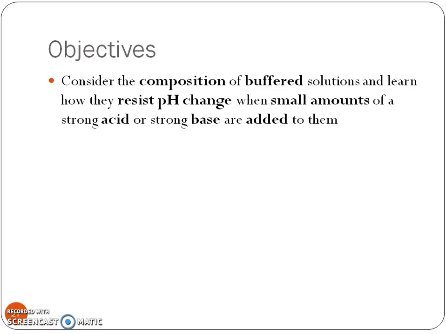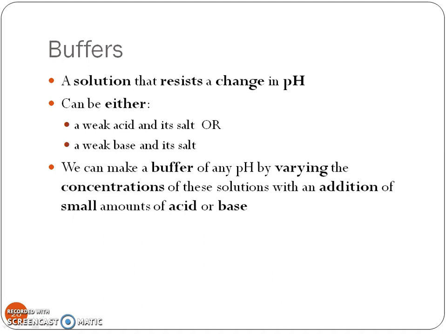So back to your notes packet, the objective for this section is to consider the composition of a buffered solution and learn how they resist pH change when small amounts of a strong acid or a strong base is added. That's another key word there, small amounts. Of course, if we continue to add a lot of strong acid, it's going to change that pH value. If we continue to add strong base, it's going to change that pH value. But in a buffer solution, we can actually add small amounts of that, and the pH is going to be stable. So pause the video, fill in the words, and then play to hear my words.